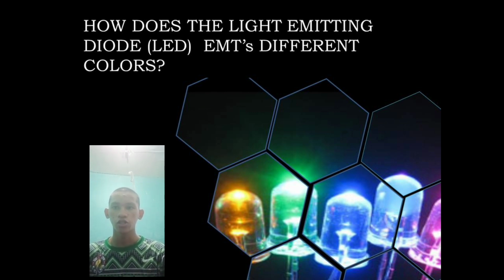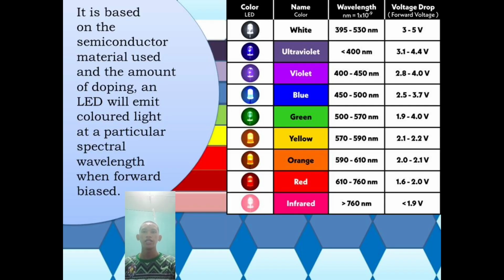The next question that we are going to answer in this video is, how does the light emitting diode, or LED, emit different colors? It says here that it is based on the semiconductor material used and the amount of doping. An LED will emit colored light at a particular spectral wavelength when forward biased. We can see here the needed voltage and the wavelength that is produced when emitting different kinds of light.